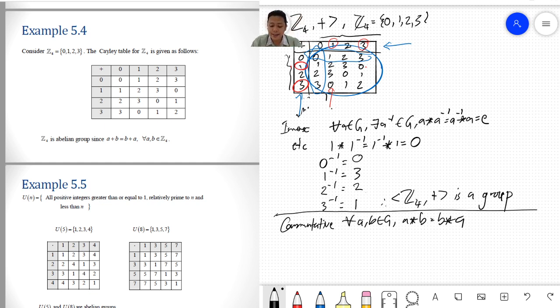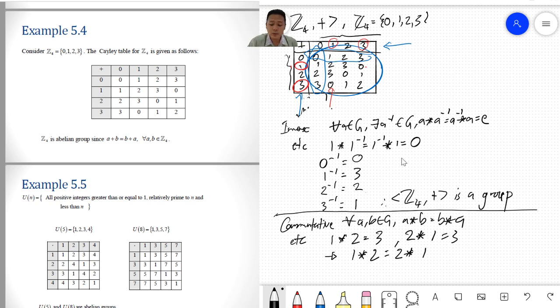For this case, I can show you the example only first. For example, 1, 2. When you read from the table, 1, 2, you get 3. 3 mod 4 is 3. 2, 1 is 3 as well. For this small example, it concludes that 1, 2 is commutative with 2, 1.